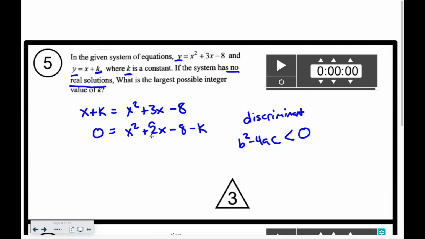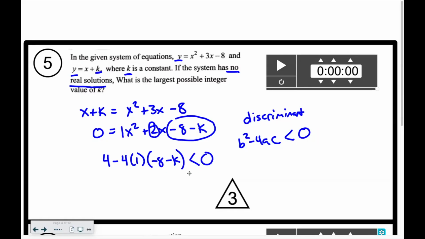So b is 2. So 2 squared is 4. Minus 4 times a, which is 1, times c. This is where the tricky part comes in. c is the entire constant. It's negative 8 minus k. And I need all that to be less than 0. So we're going to do a little bit of algebra here. I have negative 4, and that's going to get distributed to here. So that gives me plus 32, and then plus 4k.